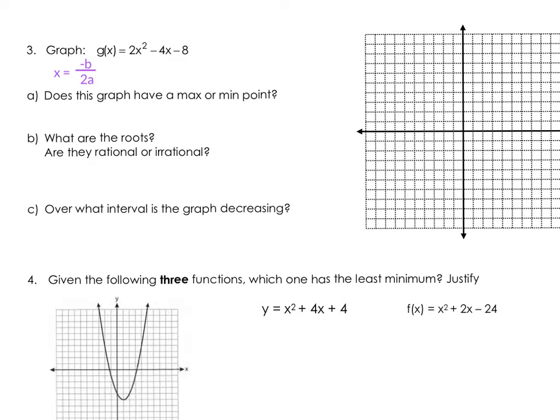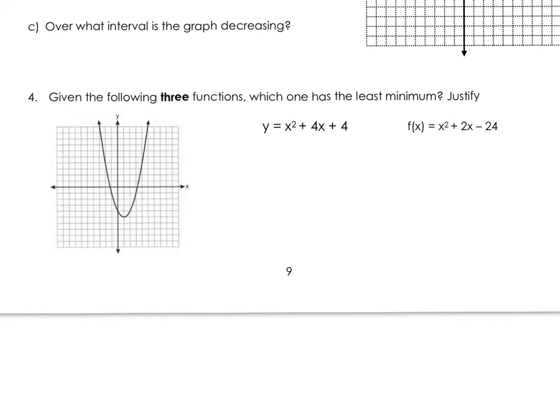And then when we look at the roots, what are the roots? Remember, that's where it crosses the x-axis. If it's not at a nice point, you can solve for it by setting it equal to 0. So remember, at that point, if you're going to solve, you're probably going to use the quadratic formula because it means that it probably is irrational. Then figure out which interval it is decreasing.